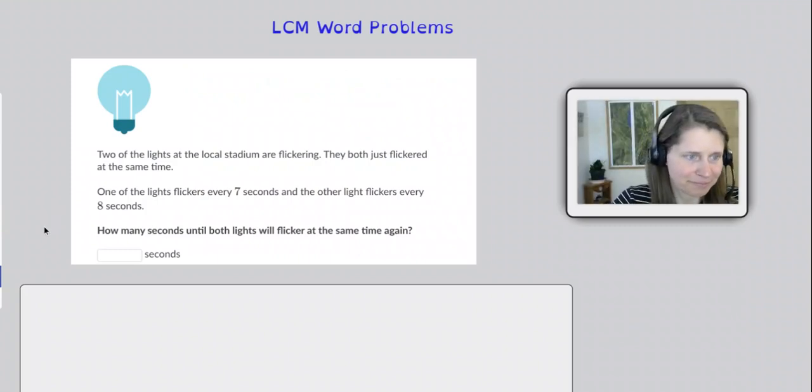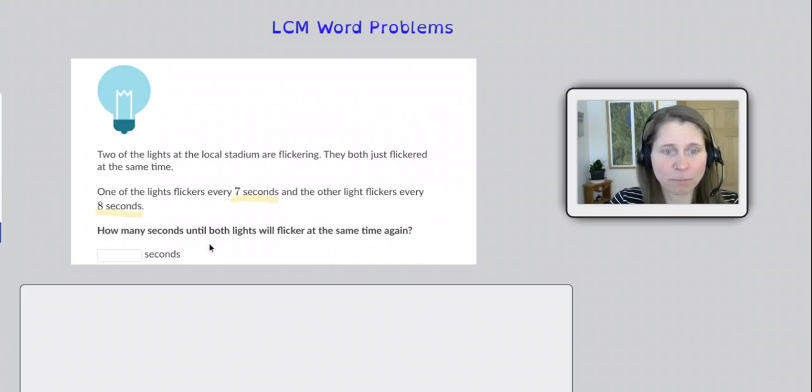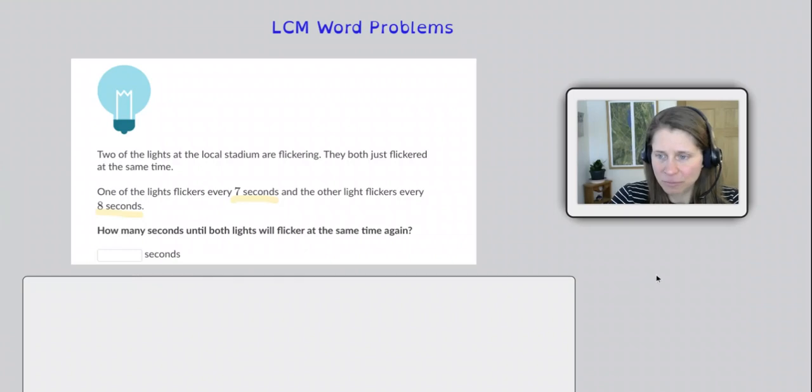this word problem. Okay, so this word problem says 2 of the lights at the local stadium are flickering. They both just flickered at the same time. One of the lights flickers every 7 seconds, and the other light flickers every 8 seconds. How many seconds until both lights will flicker at the same time again? Okay, so I hope you can kind of picture this one. All right, so we could think of it as light number 1 and light number 2.